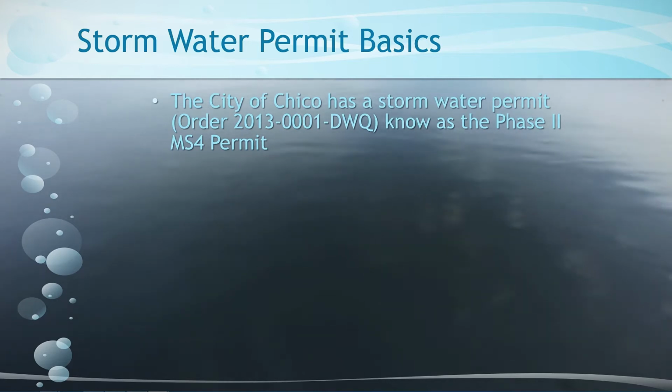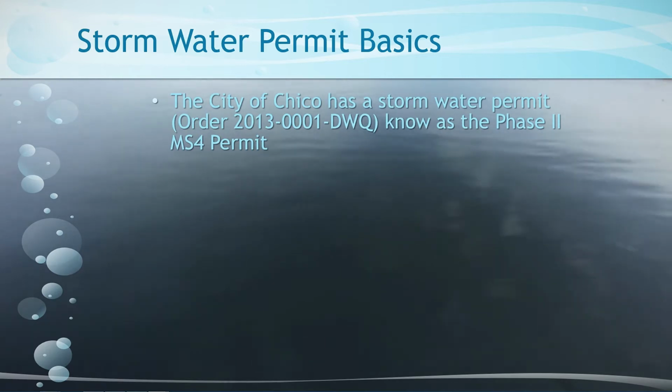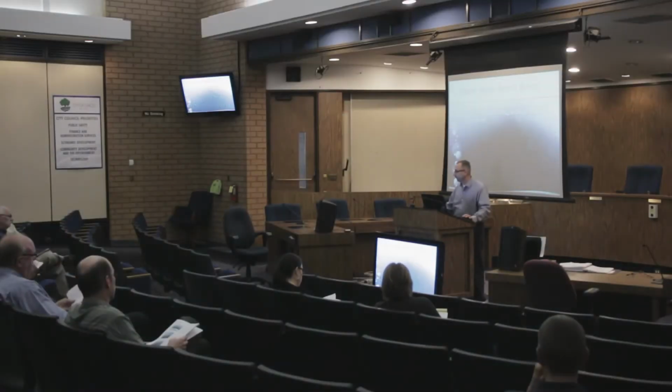As I mentioned, the City of Chico has a stormwater permit. Just like many larger construction projects do, larger construction projects will fall under the State Water Board's construction general permit. The City of Chico also falls under a general permit, a general NPDES permit that controls the city's stormwater program. And there's many aspects of that, but today we're going to focus on the construction aspect.